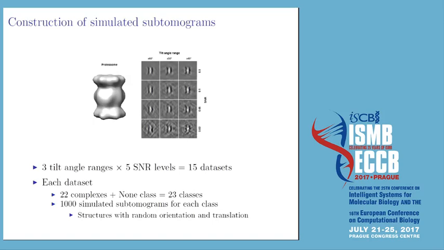Okay, so we have tested our methods on both the simulated and experimental data. We first constructed simulated data sets, and each data set has a specific signal-to-noise ratio and tilt angle range setting. For each data set, it contains 23 classes, and each class consists of 1,000 simulated tomograms with randomly oriented macromolecules. This data set is split into a training set and a testing set.